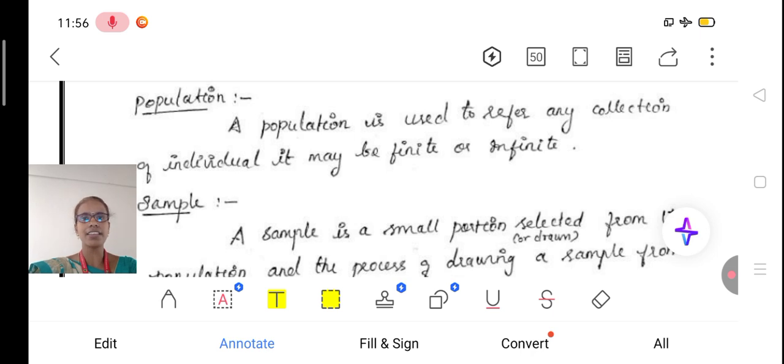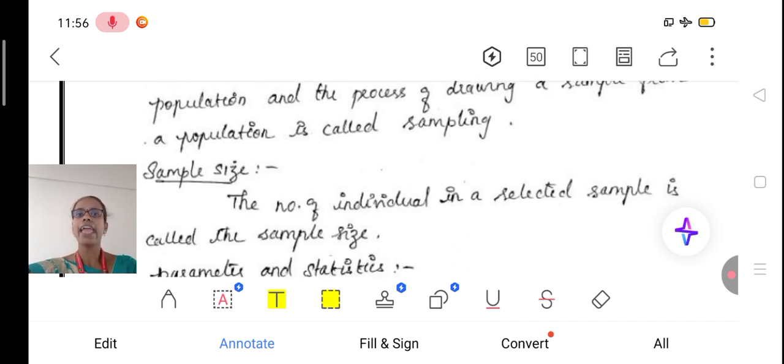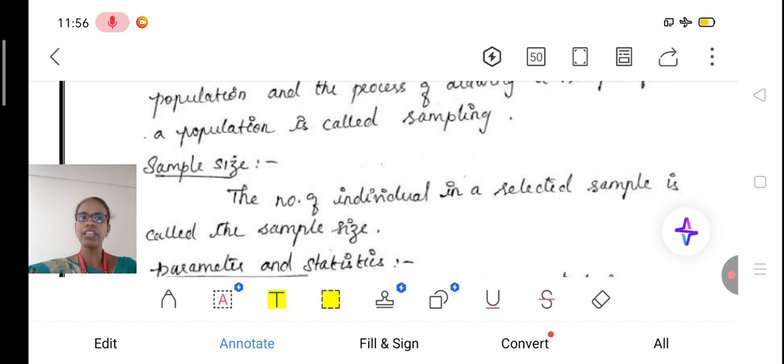It is not easy to find for the population, so for that purpose we are going to have the sample. For the sample we apply the method, and it will be applicable to the population also. Sample is a small portion selected from the population, and that process is called sampling. Sample size is the number of individuals in a selected sample. Out of 60 students, how many students are average in maths? As a teacher I know, suppose it is 10, that 10 is called the sample size.